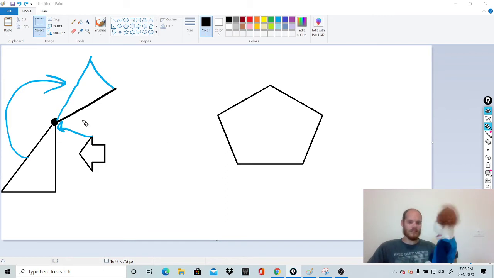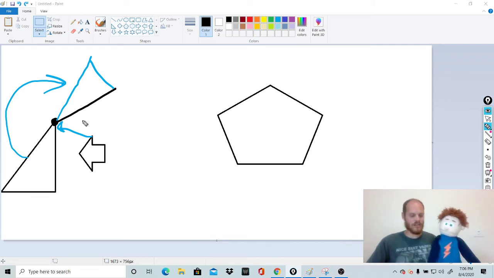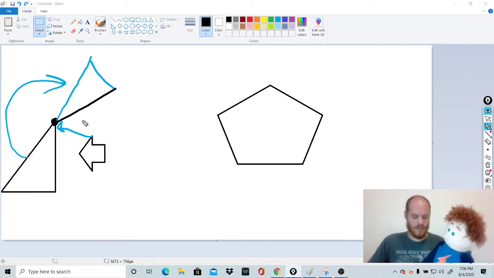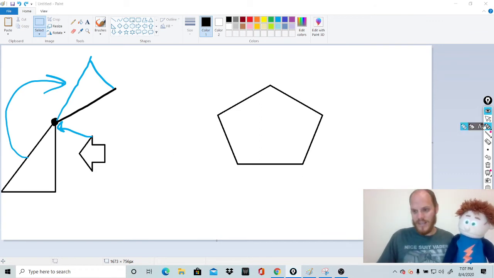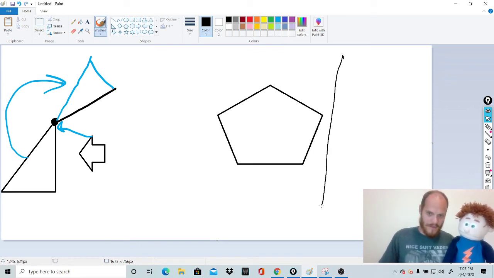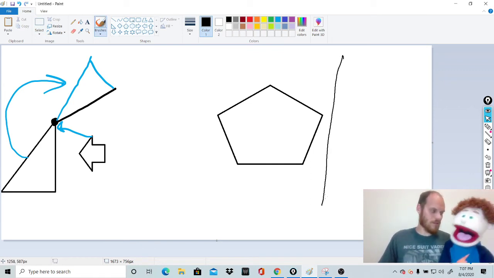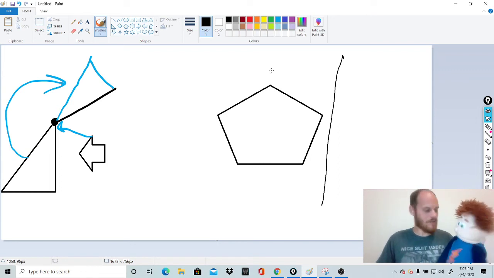Okay, what about that other one? The reflection? Yeah, reflection. So a reflection is similar, but basically in a reflection, you're taking it like it's a mirror. So pretend there's a mirror right there.